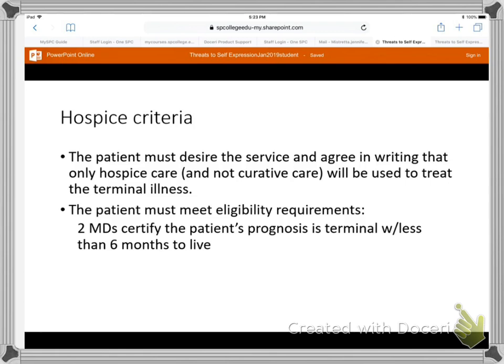So their first benefit period is 6 months. After that, every 2 months is a new benefit period because we have to recertify them every 2 months after 6 months, every 60 days. So we have patients that have been with us for like 5 years. We have patients that have been with us for a long time.